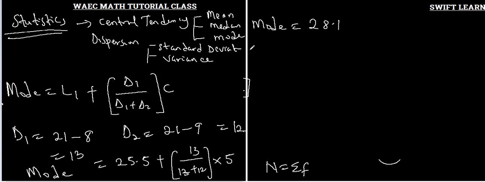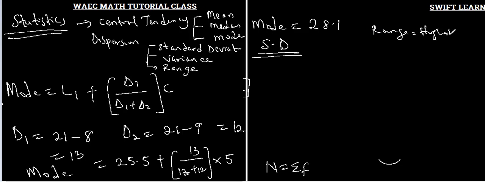So now let's talk about dispersion, standard deviation. What is standard deviation? What is the formula that guides it? Another measure of dispersion, sorry, I forgot: range. What is range? Range is the highest number minus the lowest number. So it's not highest frequency minus lowest frequency. It's the data we are talking about, the data itself. Please don't mix them up.